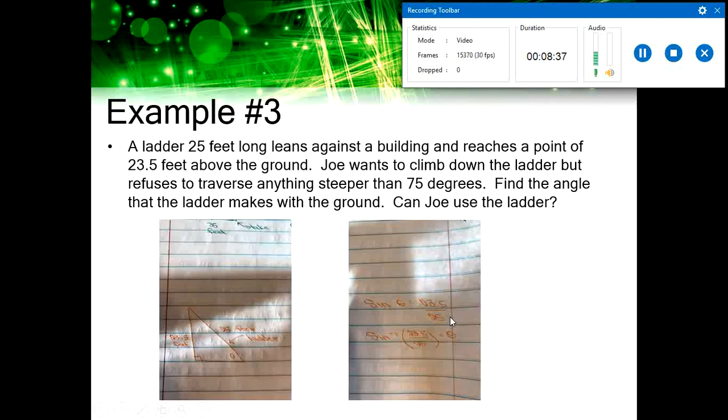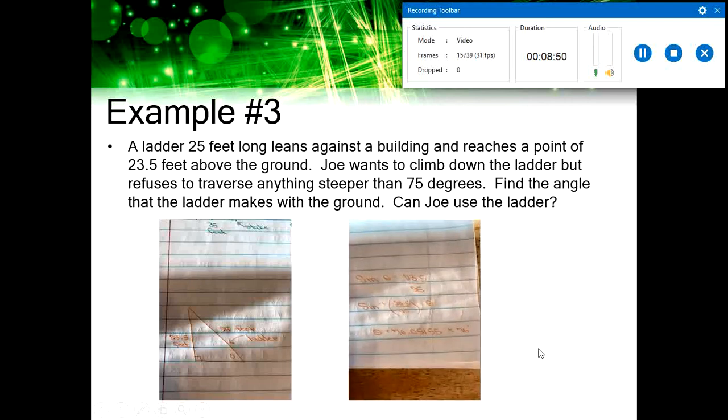When you're trying to find an angle measure, remember this is an inverse function. So we want to activate the inverse sine. Theta and the ratio switch sides, and then the rest is calculator work. You can see that the angle will round off to 70 degrees. So can Joe use the ladder? Yes, he can. It's not as steep as the 75 degrees.